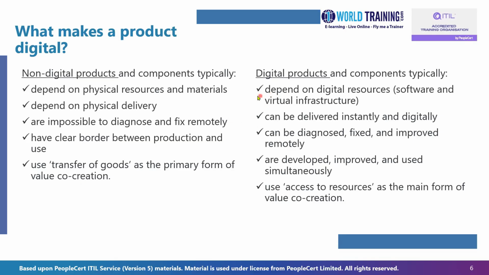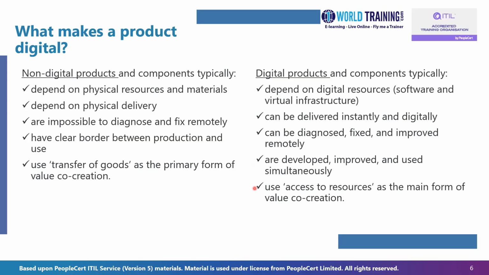On the right side, we have digital. These depend on digital resources, so mainly software and even virtual infrastructure, virtual machines, and so on. These can be delivered instantly and digitally, and can be diagnosed, fixed, and improved remotely. These are developed, improved, and used simultaneously. So while the users are using a digital product, the backend teams are still developing new features and improving, while the current product is not disturbed and is still available for use.